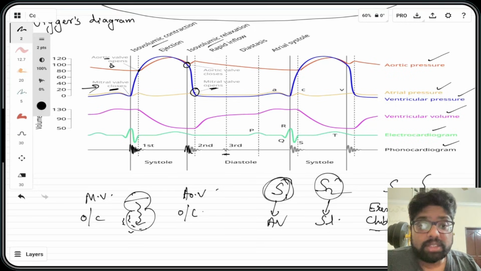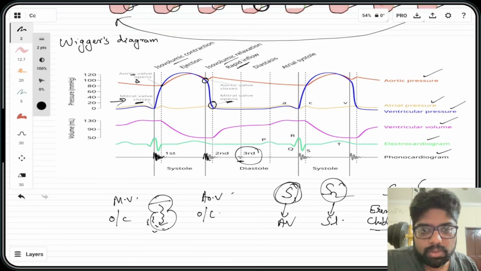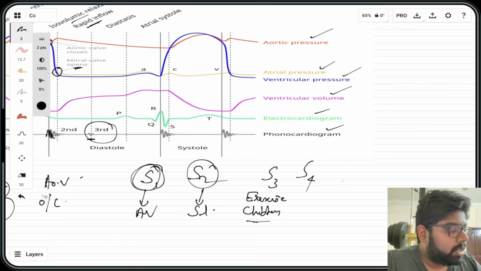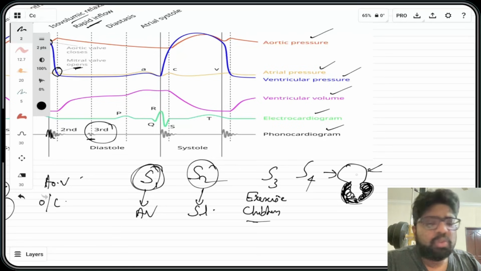If so, where should S3 be present? When there is rapid filling of the ventricle. So rapid inflow, you have got S3, the third heart sound. So what about S4? S4 happens when the atria has to contract against a stiffened ventricle. So due to some diseases, the ventricle is stiff, and so the atria has to forcefully contract in order to fill the ventricle with blood.